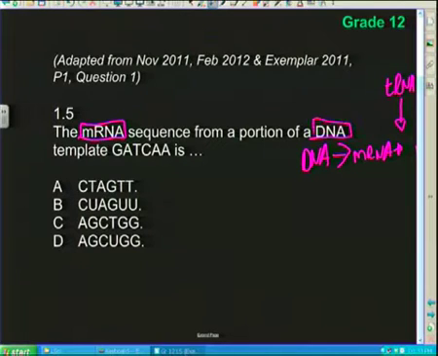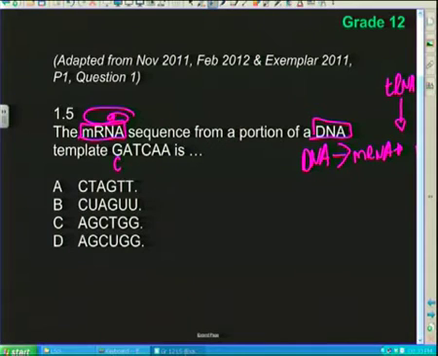So it's from the DNA. The template is GATCAAS. Now have a look at the question. The mRNA sequence from a portion of a DNA template is, all right, what is the answer? Now you take your pencil and you write under there, they are partners. They want to know what the mRNA sequence is. They've given you the DNA, they want to know what the mRNA is going to be.